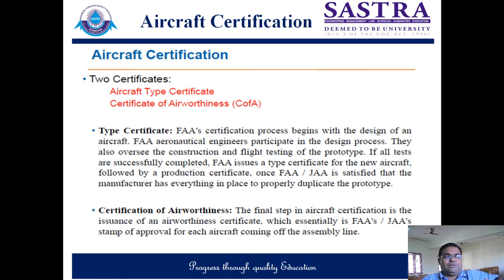So in the first phase, when you are just starting the designing, you will be investigated by FAA and JAA aeronautical engineers. Once you satisfy certain criteria, you will be given the type certificate. After that, the certificate of airworthiness will be given. The final step in aircraft certification is the issuance of an airworthiness certificate, which essentially is the FAA's and JAA's stamp of approval of each aircraft coming off the design line. This will be given after enough flight tests have been done.